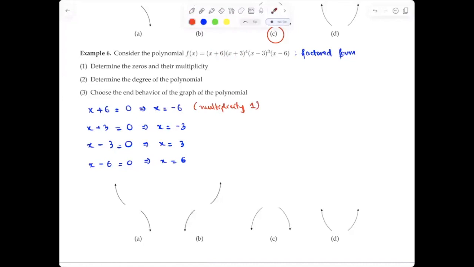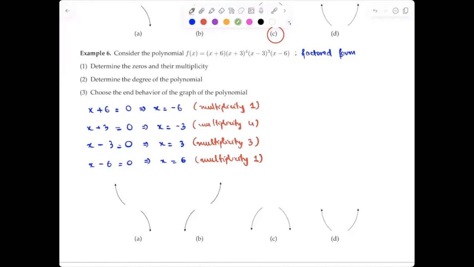Now for x plus 3, the factor appears 4 times, or is raised to the fourth power. Therefore x equal to negative 3 has multiplicity 4. x minus 3 is a factor raised to the third power, or the factor appears 3 times, so the zero x equal to 3 has multiplicity 3. And x minus 6 is a factor raised to the first power, so x equal to 6 has multiplicity 1. So this is just part 1, where you determine the zeros and the corresponding multiplicities.